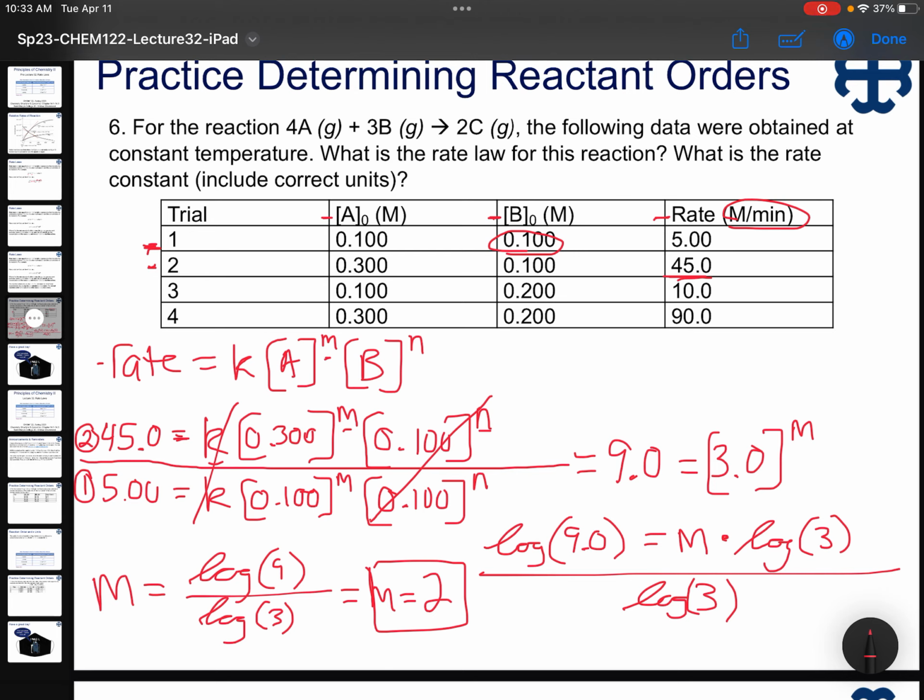Now we know m, so the good news is you can do the same method using different trials to find out what n is. And once we know what n is, we will know the rate, we will know A, we will know m, we will know B, we will know n, and so our final thing is we can solve for k and figure out what our units will be at that point. We will pick that up in class, but this is how we start that problem, so I wanted you to see that heading into class.